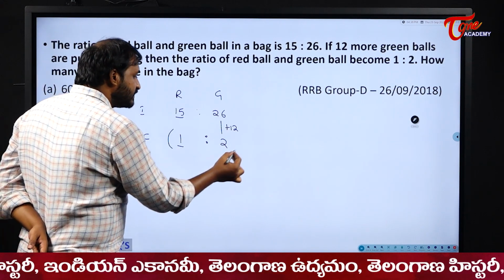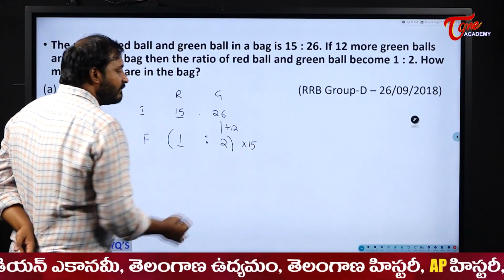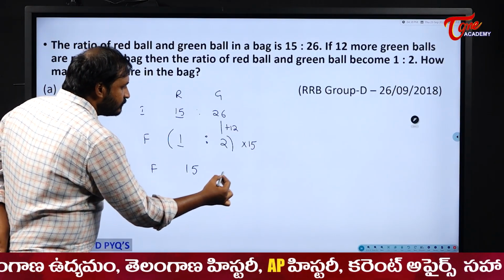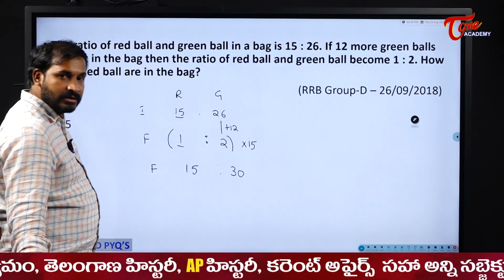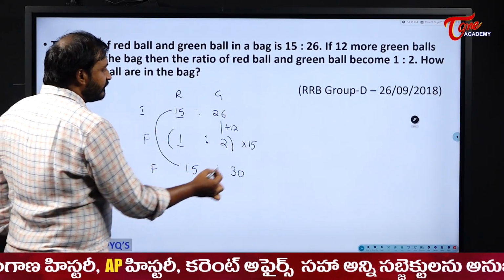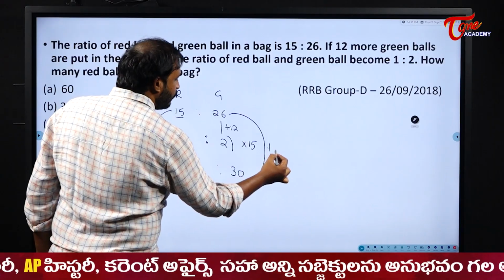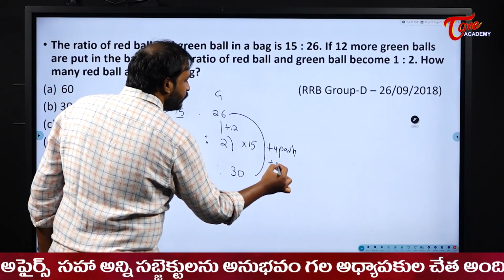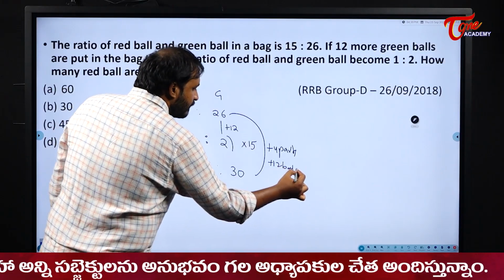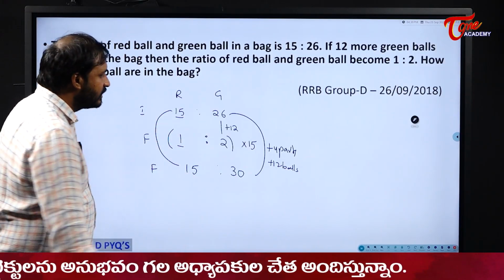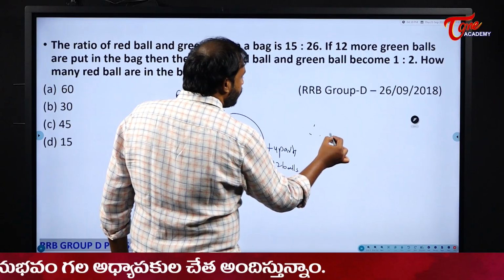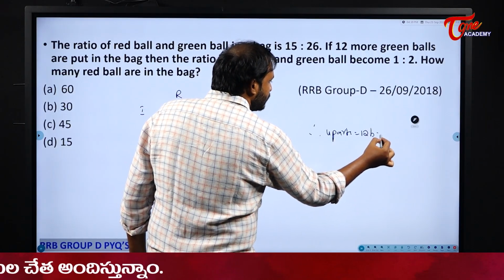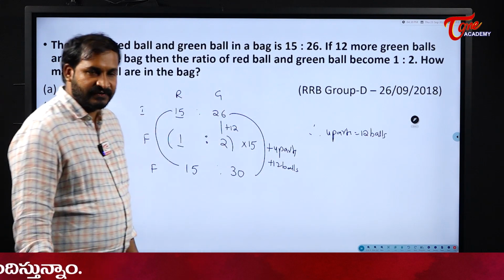So to make these portions equal, what I need to do? I need to multiply this one with 15. When I multiply this ratio with 15, finally it will become what? 15:30. So red is unchanged, 15 and 15, but green was increased by 4 parts. This 4 parts was increased because of the addition of 12 balls. So therefore I can say, 4 parts is equal to 12 balls for us here.